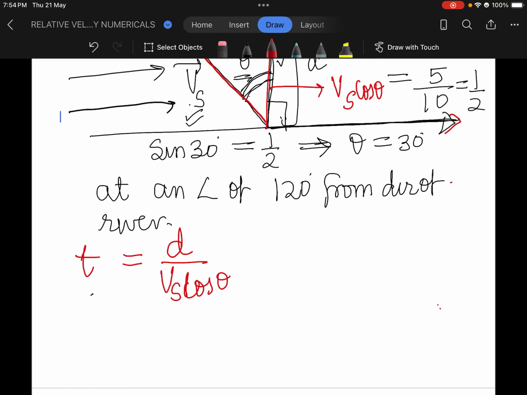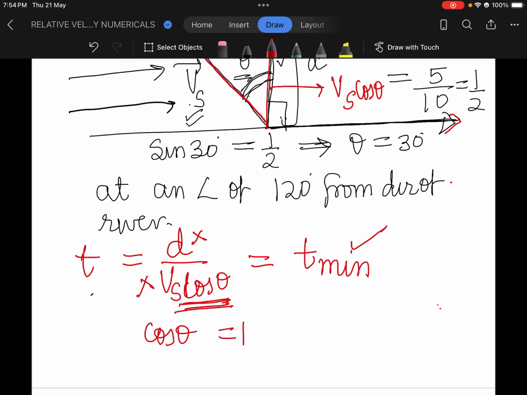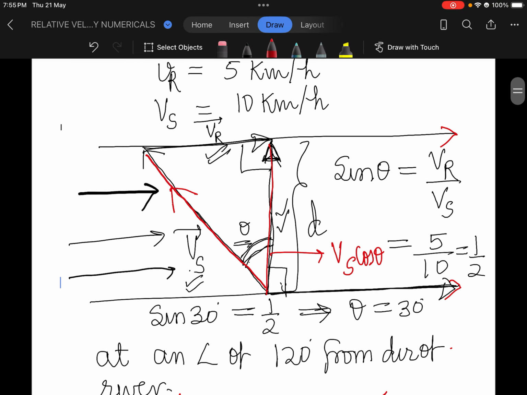But you have to keep the time minimum. So for minimum time, as you know d cannot change, this is the width, and Vs has a fixed value of 10 km per hour. So cos theta should have the maximum value, because when cos theta is maximum, time will be minimum. What is the maximum value of cos theta? It is equal to 1. Means theta equals 0 degree, as we know that cos 0 degree equals 1. Theta equals 0 degree, it means this angle is now 0.